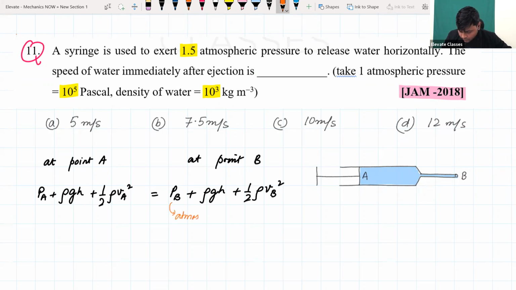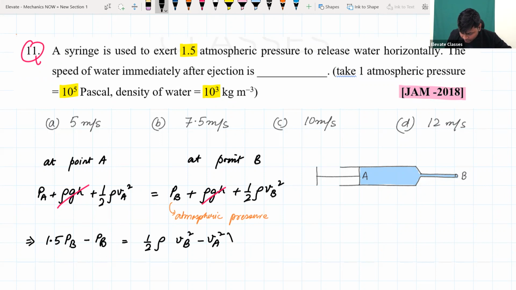Okay. Atmospheric pressure, because there is no other pressure outside. So PA is given as 1.5 PB. There is no difference in height, as you can see that it's horizontal. So if it is horizontal, then it means that there are equal number of streamlines above and below that experience the rise and the fall in the height. Therefore, both of them will cancel out. So 1.5 PB minus PB is equal to half rho times VB square minus VA square.